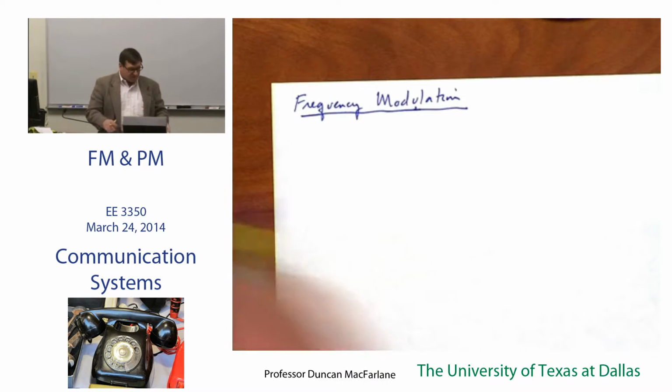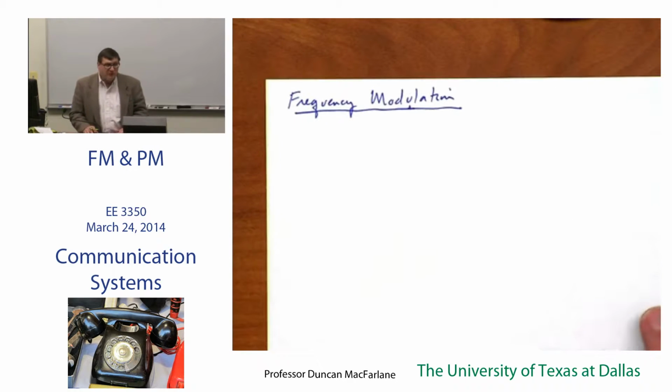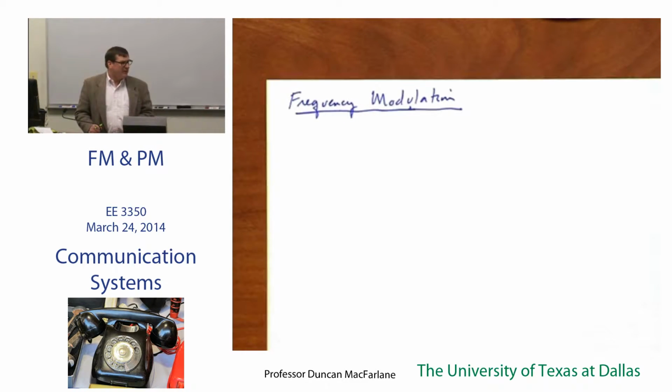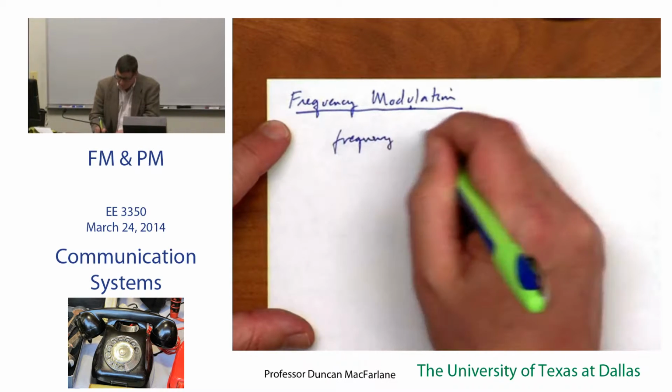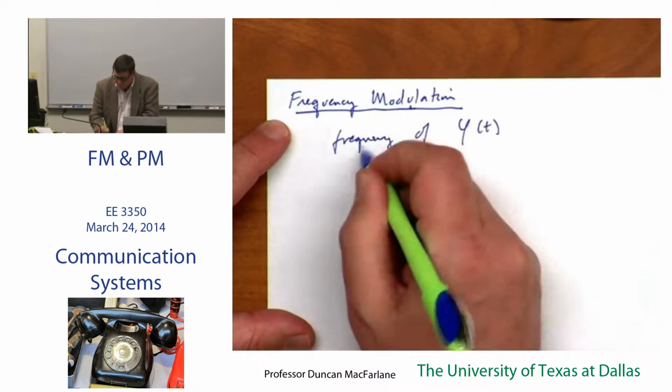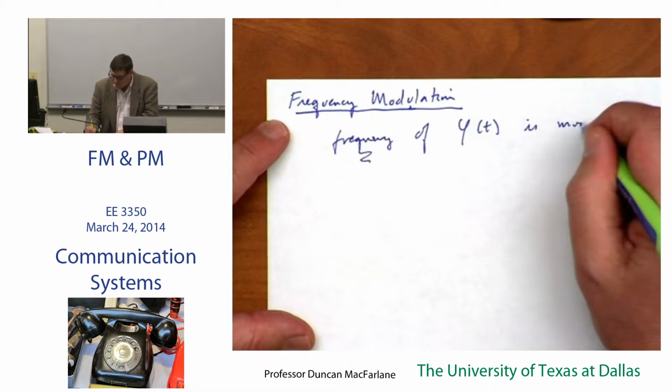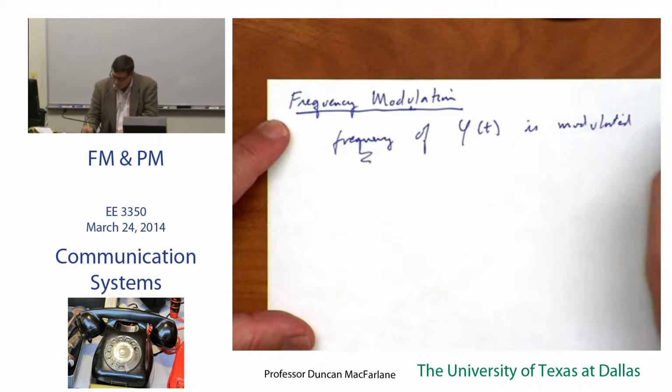And frequency modulation, let's think about what that means. That means the frequency of my signal is being modulated. The frequency of my total signal that I send down the transmission line, down the channel, is being modulated in accordance with the message signal. Okay? So the frequency of what I send down the channel, frequency of phi of t, is modulated with the information of m of t.